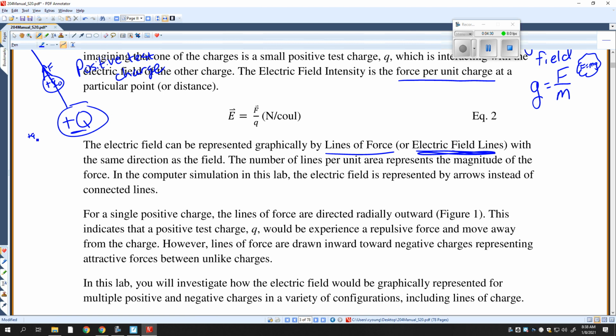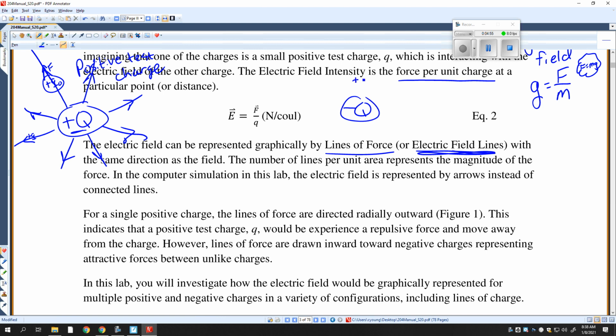Likewise, if I put my positive test charge over here, I will see that there's a force in that direction and an electric field in that direction. I can do that all around. Now, the positive test charge is imaginary. It doesn't actually exist. I'm just using it in my mind to map out what is the electric field surrounding this positive charge. Now, what would happen if I have a negative charge?